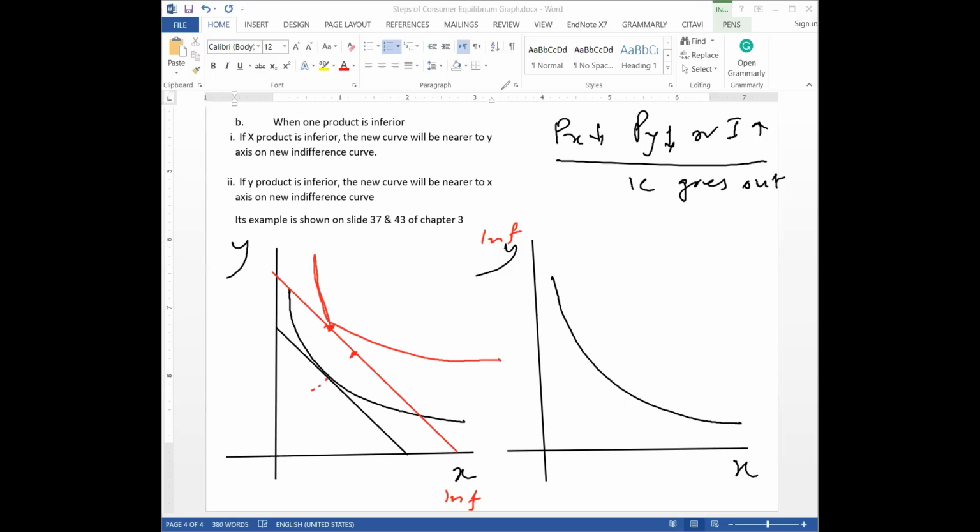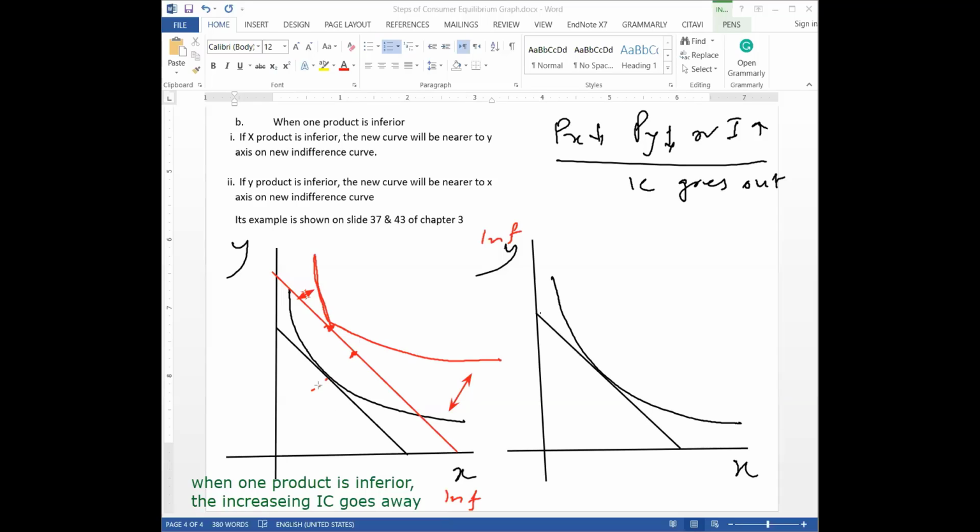You can notice that the distance here is bigger as compared to this. So what is happening here is that when one product is inferior, the increasing IC goes away from it. Okay, so similarly I will draw the case for Y. So let me select a line. This was the budget line.